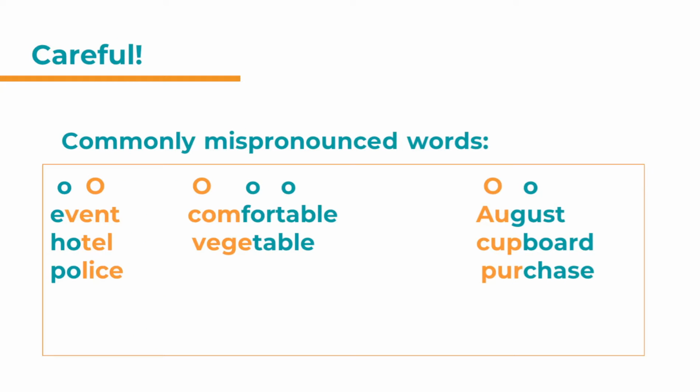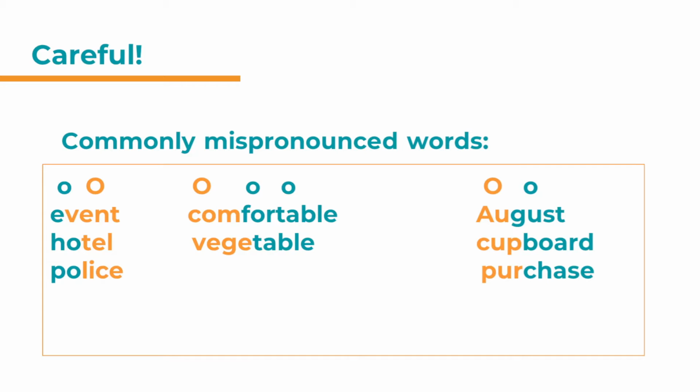Now, like I said, for every rule, there are exceptions. And here are some of the words that are often mispronounced, either because they are not following the rules or because of their spelling, people do not quite know how to pronounce and how to stress them. Let's go over them one by one. The first group are all nouns with 2 syllables, but they are all stressed on the second syllable. Event, hotel, police. So they do not follow rule number 1. They're not stressed on the first syllable, but on the second.